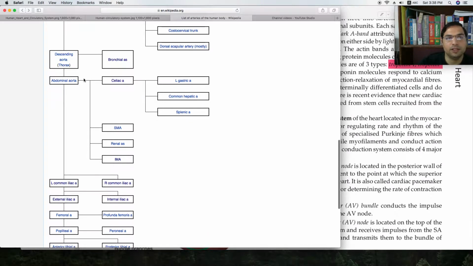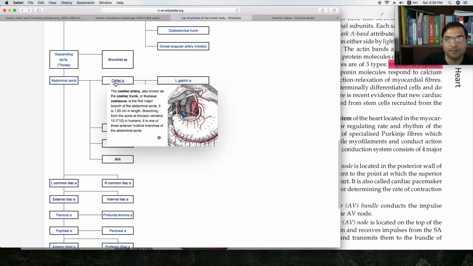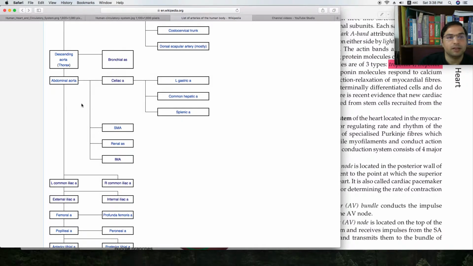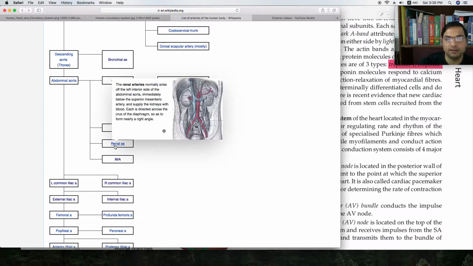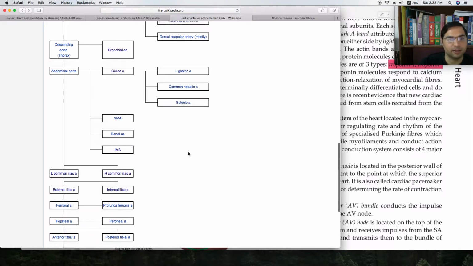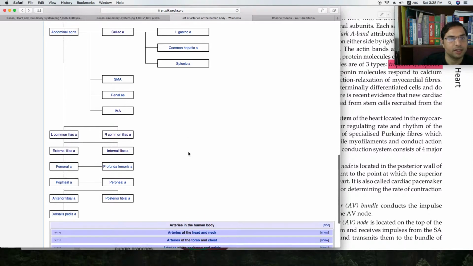So the abdominal aorta gives these branches. One is the celiac artery at the level of the liver. Then is the superior mesenteric artery, below the level of the liver, and then at the level of the kidney, the renal artery, and after that the inferior mesenteric artery, right.